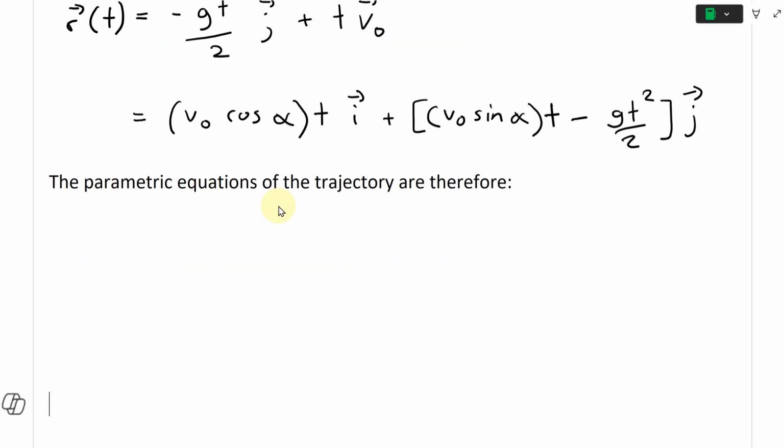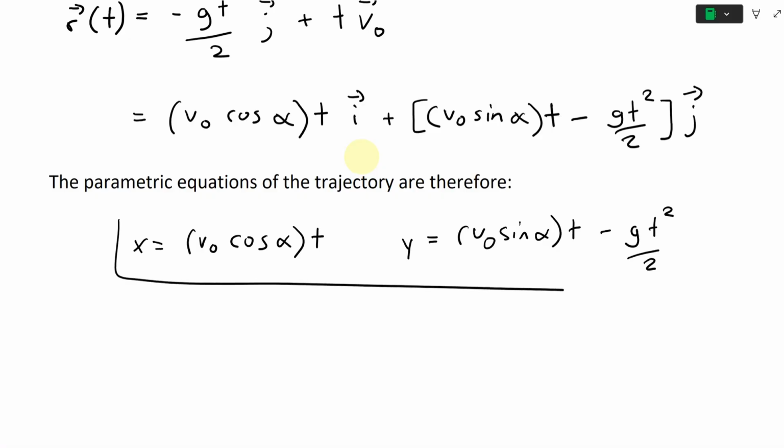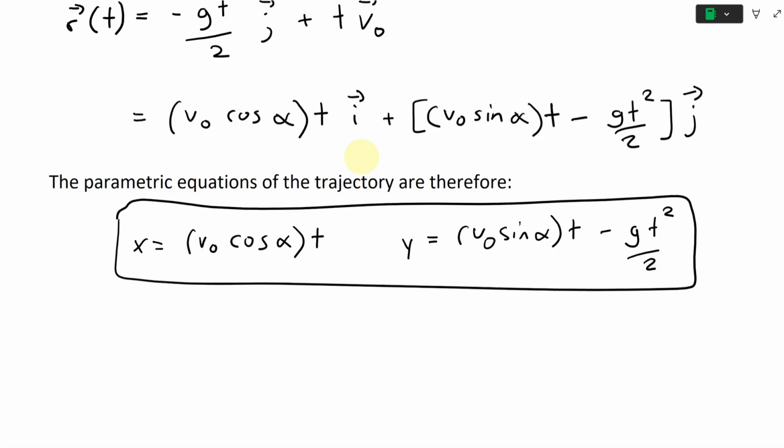So the x component is just the i setup there, so this is now equal to v naught cosine alpha times t. And then the y component is going to be equal to v naught sine alpha times t minus gt squared over 2. Alright, now we have all this, and this is what we box in, because this is what we can use to start to obtain distance.